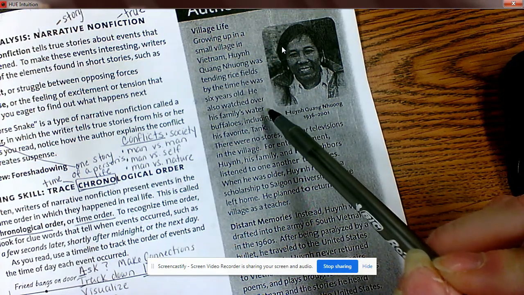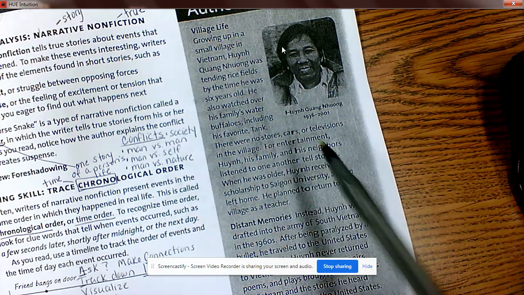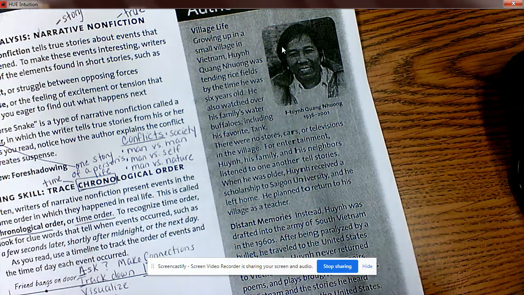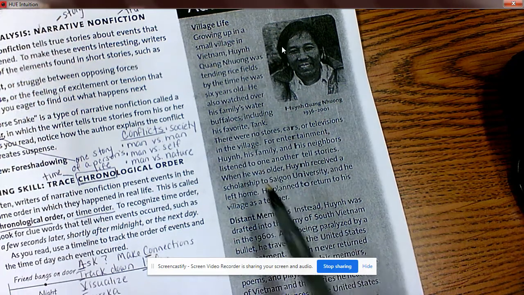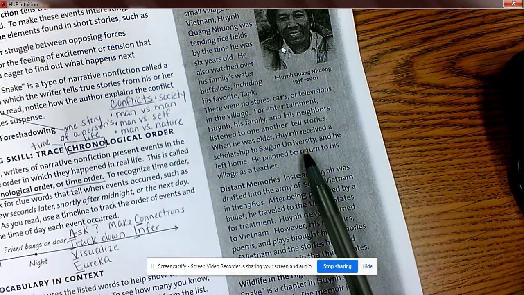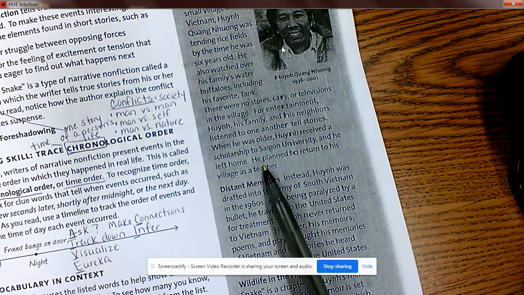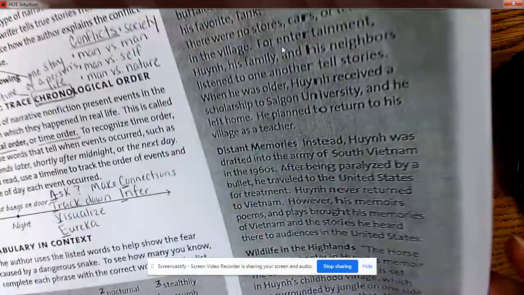He also watched over his family's water buffaloes, including his favorite, Tank. There were no stores, cars, or televisions in the village. For entertainment, the author, his family, and his neighbors listened to one another tell stories. When he was older, he received a scholarship to Saigon University, and he left home. He planned to return to his village as a teacher. Distant memories.